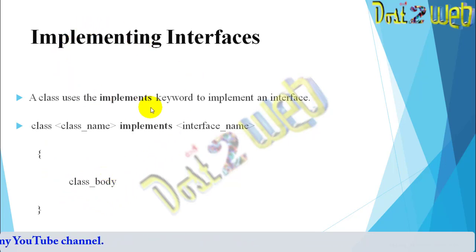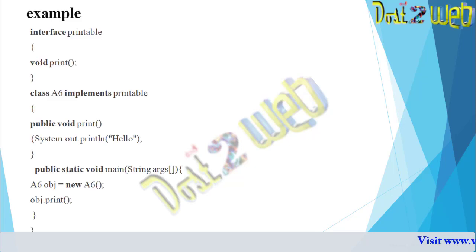Just as we used inheritance, if you want to inherit the properties into the class, you have to use the extends keyword. When you want to implement the interface, you have to use the keyword implements. Then only your interface will be implemented in the class. So let's see the example.